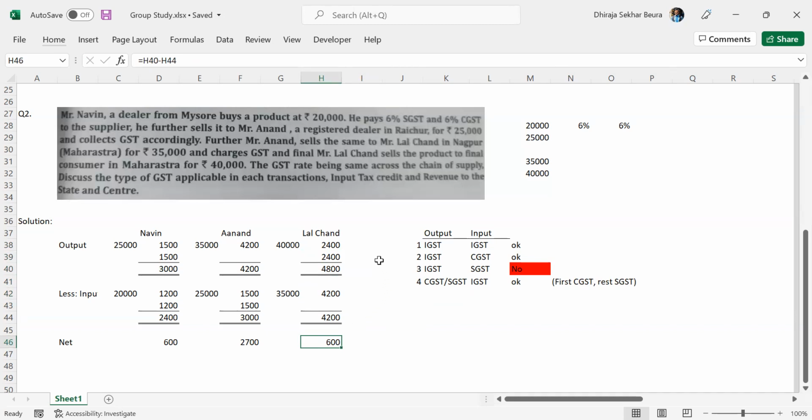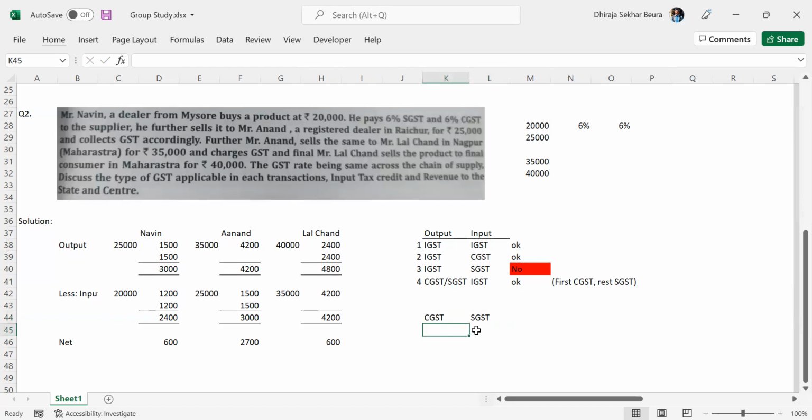No, I'm confused. Can you help me? Can we put 3 columns here like CGST, SGST and IGST? I was about to do that only. Okay. So we do not need 3 columns. We just need 2 columns. One is CGST. Another one is SGST.